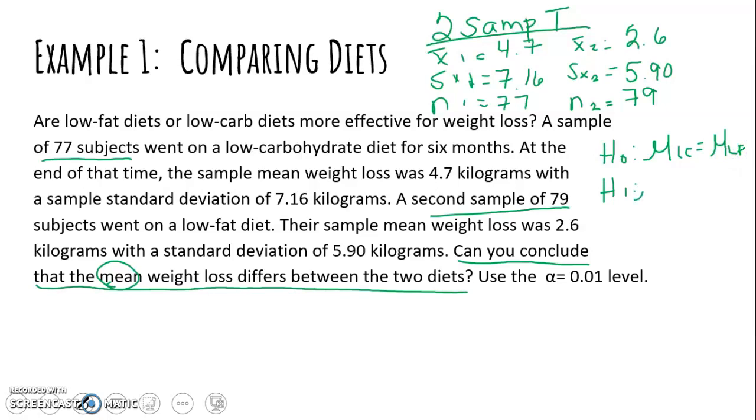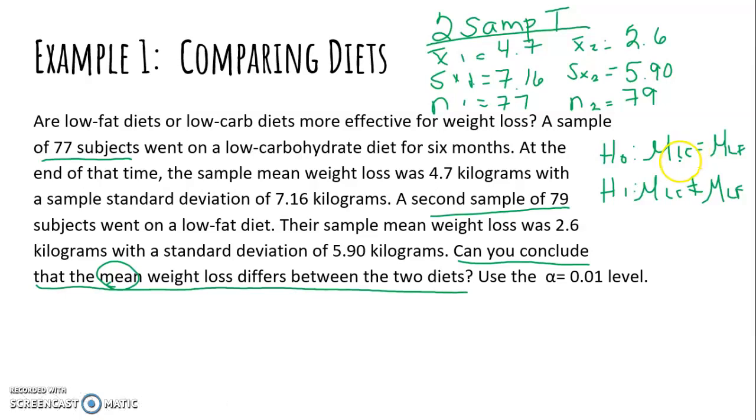So for the alternate statement, I'm going to say the mean of low carb is not the same as the mean of the low fat. You could also do mu1 is not equal to mu2, as long as you know that 1 is low carb and 2 is low fat.